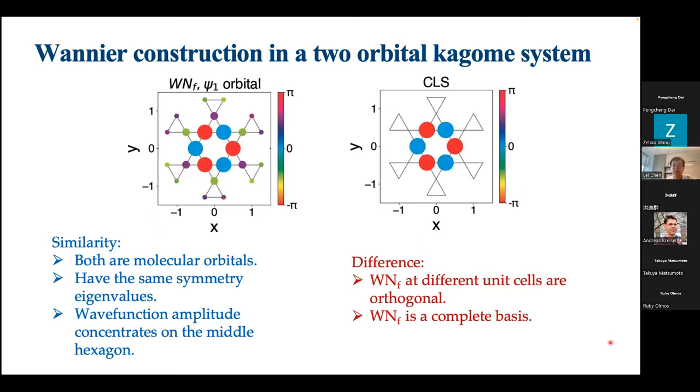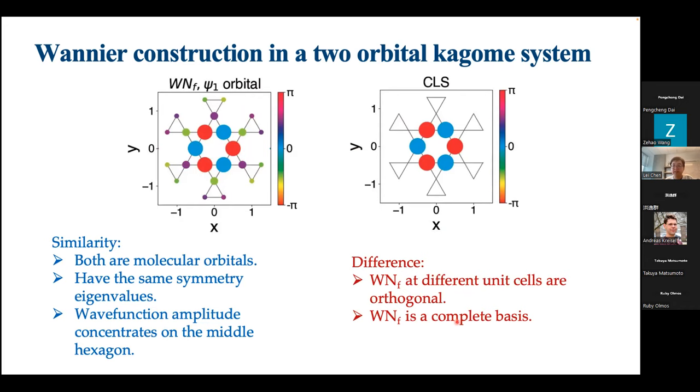Number one, first, they are both molecular orbitals. They extend to several atomic sites, and also they have the same symmetry eigenvalues. If you look at the patterns of this color map, the color map indicates the phase of it. Therefore, they share the same symmetry eigenvalues. And the third point is that the wave function amplitudes are mainly concentrated on this middle hexagon, which means that the obtained orbital is also very localized. But there's a very essential difference between these two things, is that this WNF we obtained in different unit cells are actually orthogonal. And also this WNF can be used to develop a complete basis for the flat bands.